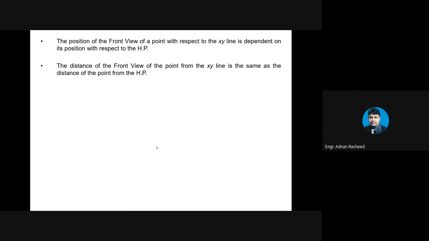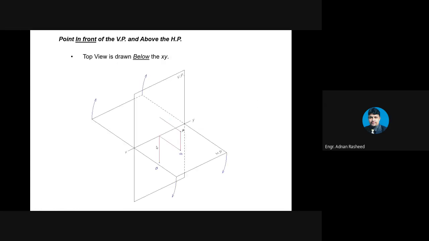Now take another scenario. The point in front of vertical plane and above the horizontal plane. So this point is in front of vertical plane and above the horizontal plane. So you can see that the top view will be on horizontal plane.